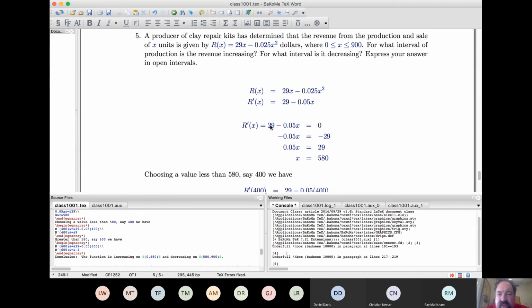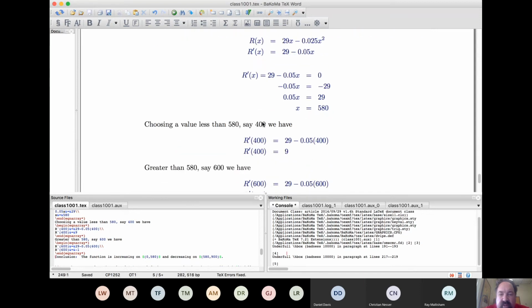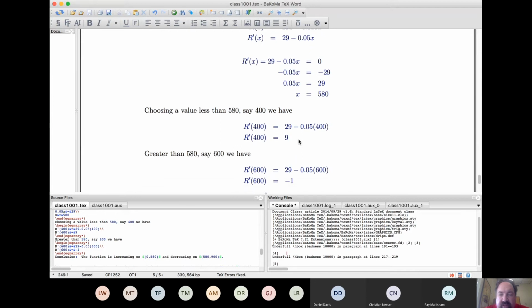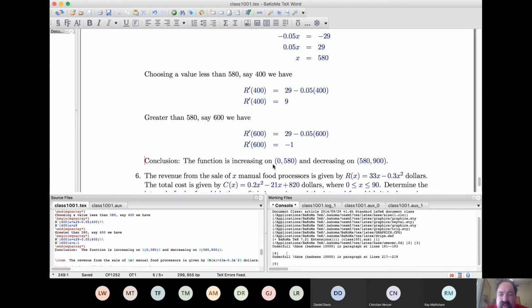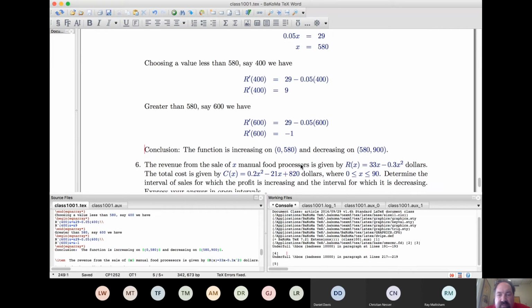Where you're just taking the derivative, setting it equal to 0 to get one critical value, and then you choose numbers less than and greater than it to determine if the function is increasing. In this case, it's positive for x less than 580, and decreasing for x greater than 580. So then you just give your answers as open intervals: increasing on the first interval, decreasing on the second.